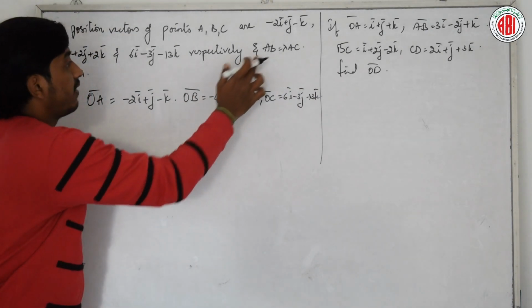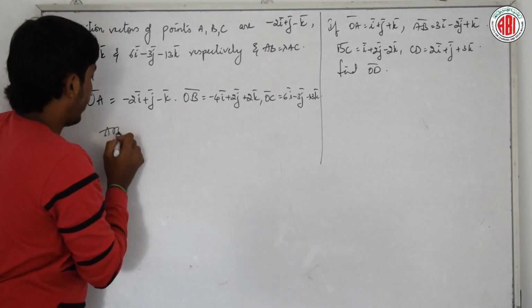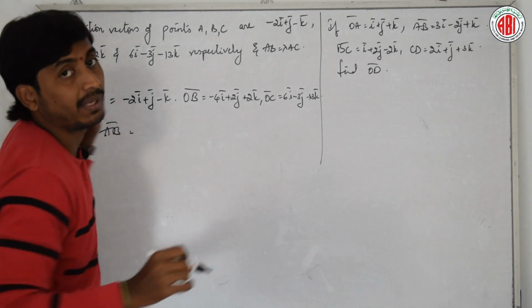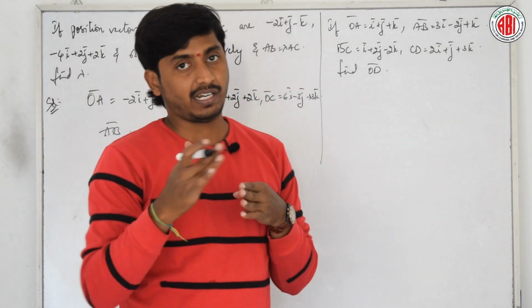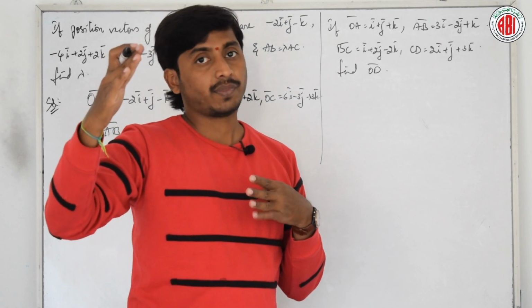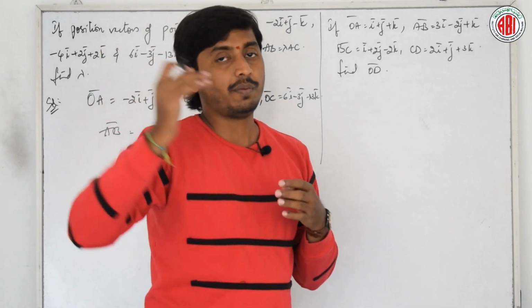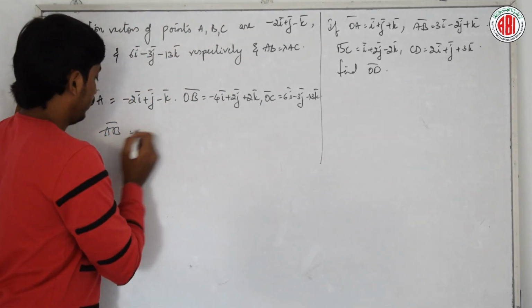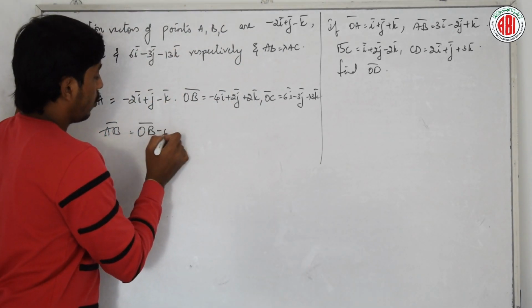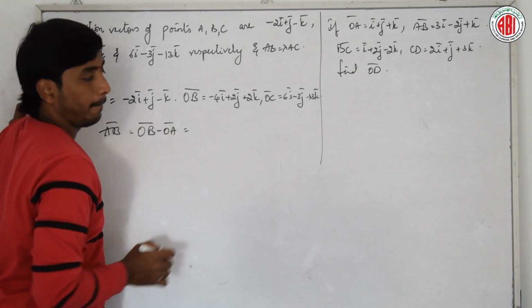Okay, now I have to find the value of AB. How do I find AB? Tell me. Just have a look. OA is a position vector, OB is a position vector. Then what is AB? OB minus OA. Remember that from now. AB is OB minus OA.